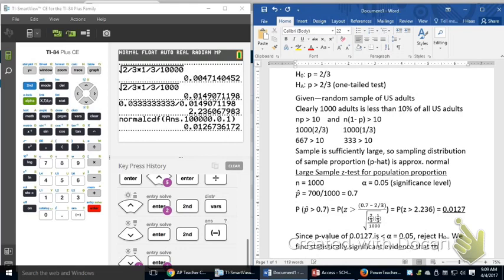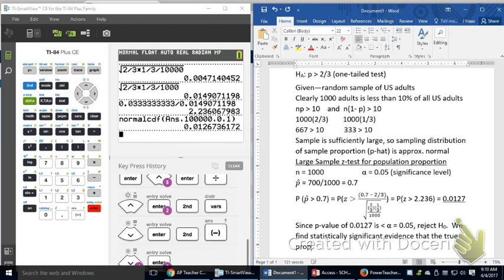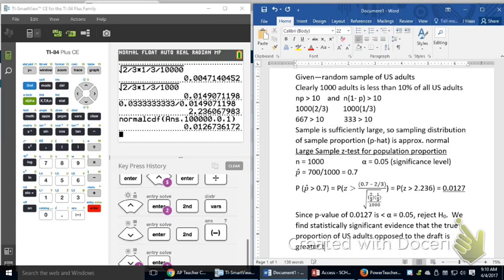that the true proportion, put it in context, of U.S. adults opposed to the draft is greater than two-thirds. Basically, I'm just stating my alternate hypothesis, because when I reject my null hypothesis, I'm left with my alternate hypothesis. Any questions?